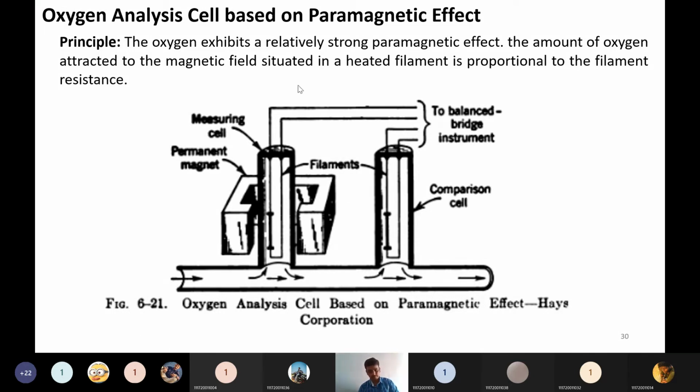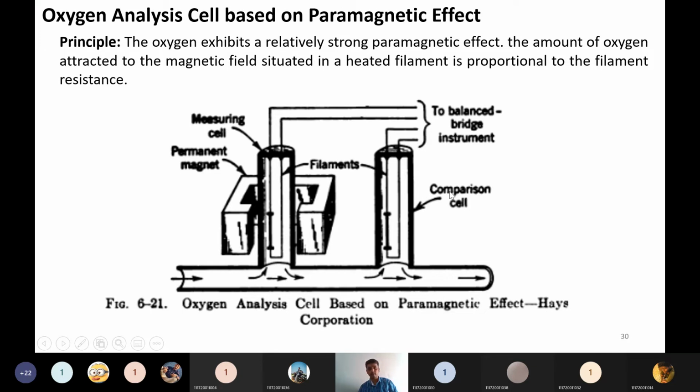Whenever the oxygen comes in close contact with the heated lamp, its polarity becomes very strong, and therefore it results in pushing down this oxygen molecule to the sample tube. The greater the amount of oxygen in the sample, the greater will be the circulation of oxygen in the measuring cell. Then the measuring filament will change its linear resistance, which is directly proportional to the amount of oxygen present in that sampling cell.